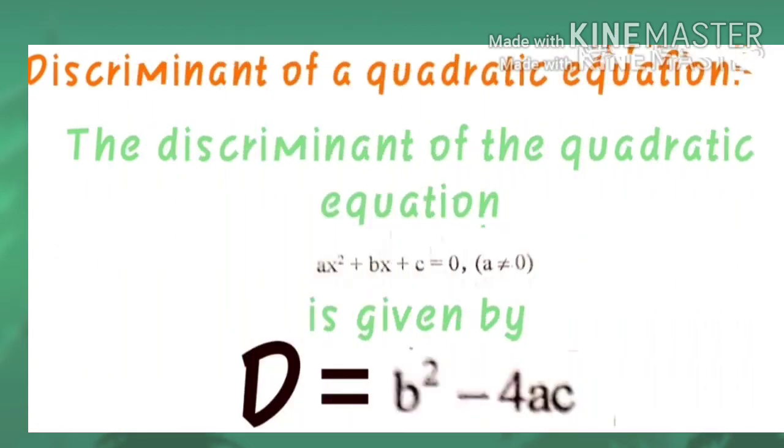Now let's learn about the discriminant of a quadratic equation. The discriminant of a quadratic equation is denoted by the symbol capital D. The discriminant of the quadratic equation ax² + bx + c = 0 is given by D = b² − 4ac.